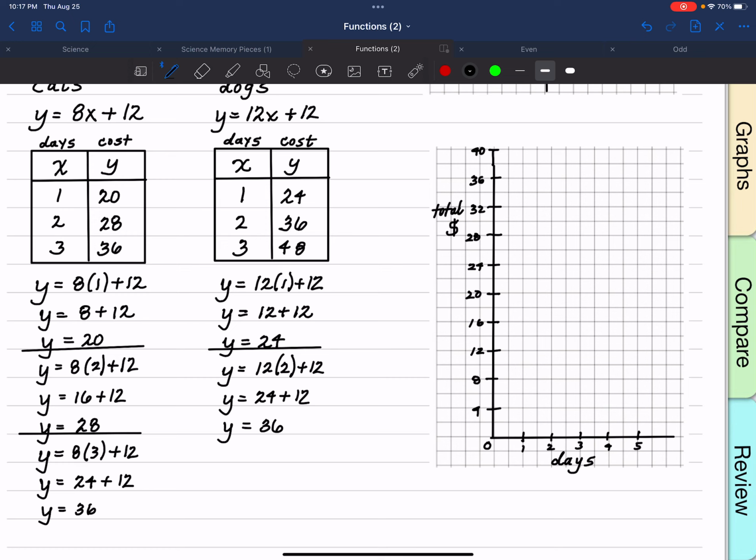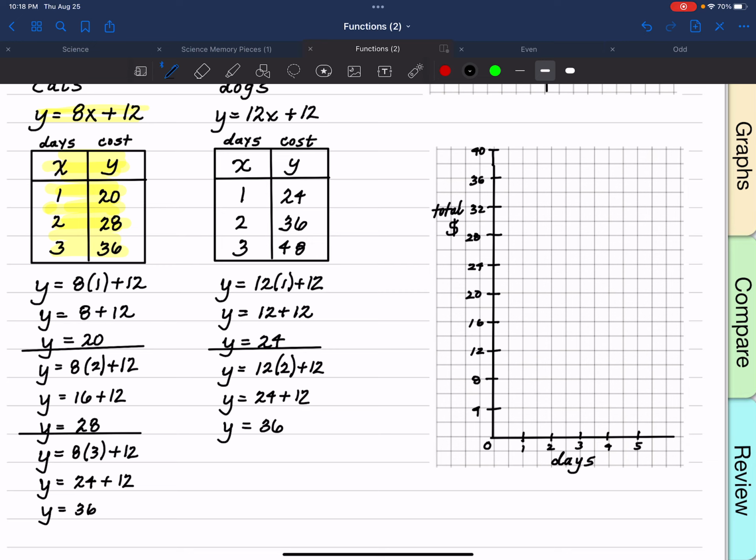All right, now remember we have two different equations going on. We have the cats and we have the dogs. And I'm going to focus on the cats first. So let's make this yellow. Let me just highlight all of this in yellow so we know that we're dealing with the cats on this one. So I'm going to go ahead and plot some points and graph my cats.